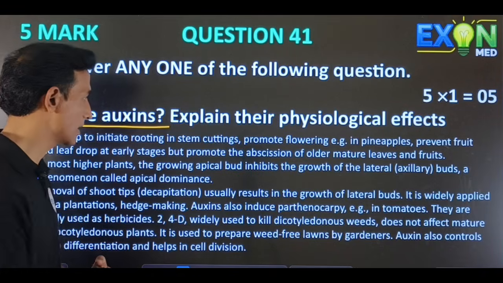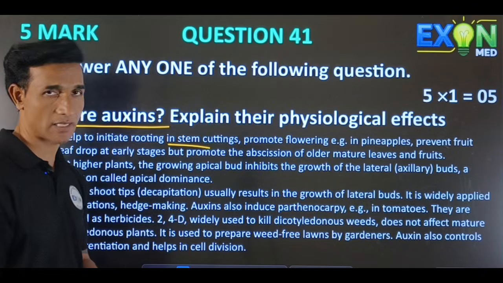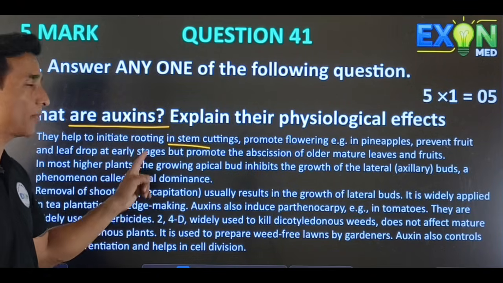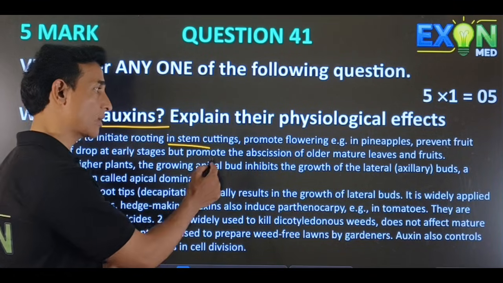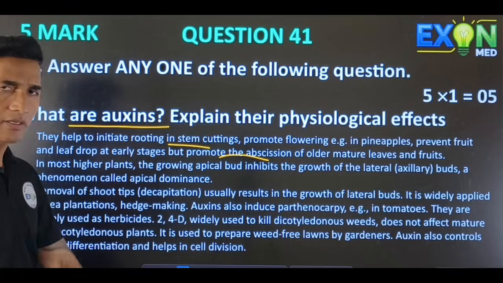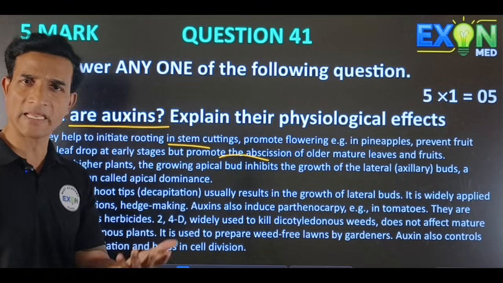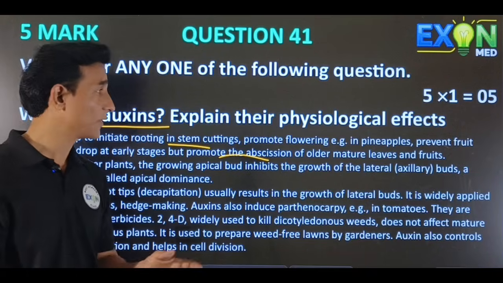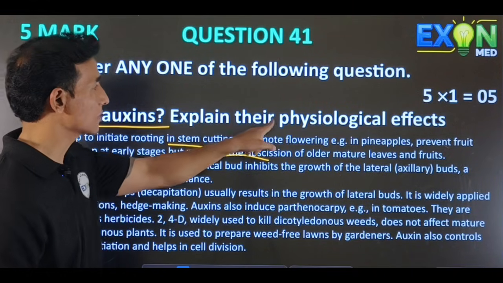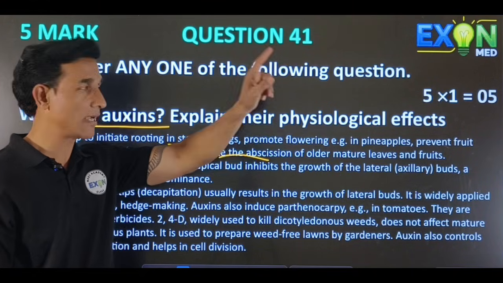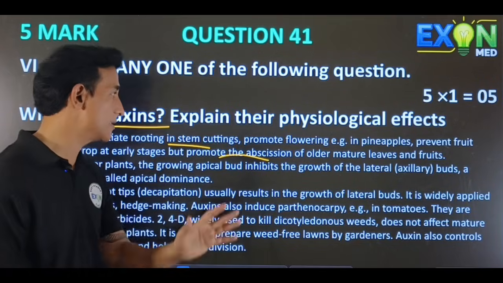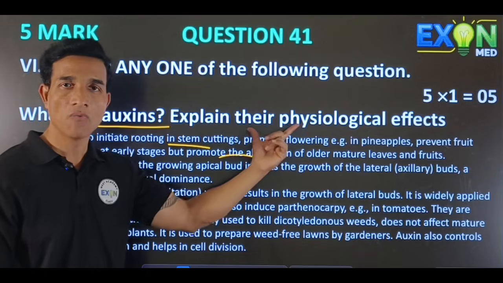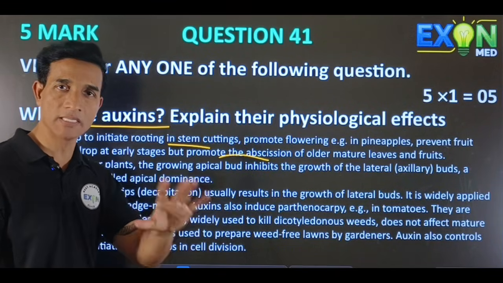Whenever the plant produces auxin, it helps in rooting in stem cuttings, flowering in pineapples, prevents fruit and leaf drop in the early stages, and promotes abscission of the older leaves. So you can write any 5 important points, depending upon the examiner. Actually for 5 marks, if they asked only to explain the physiological effects, you have to explain 10 points. But as they have attached what are auxins, 1 mark is for this one and 4 for this one. So 4 points are required.